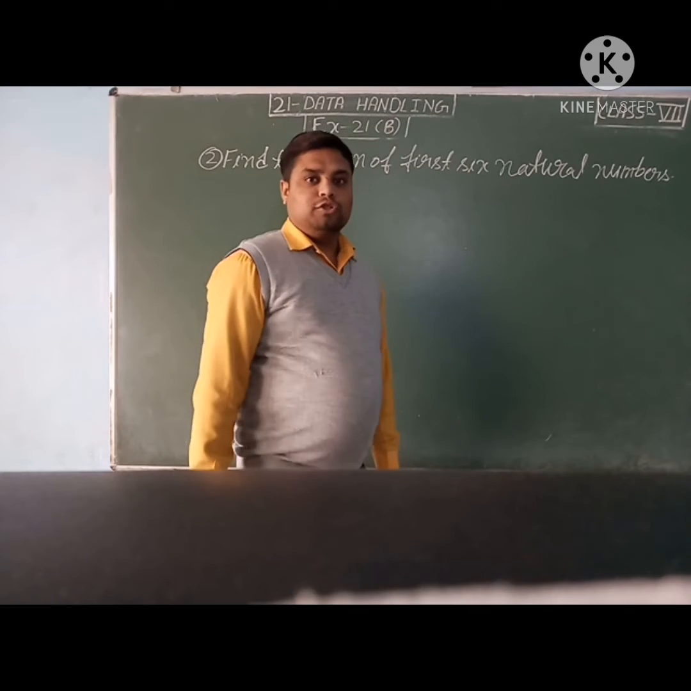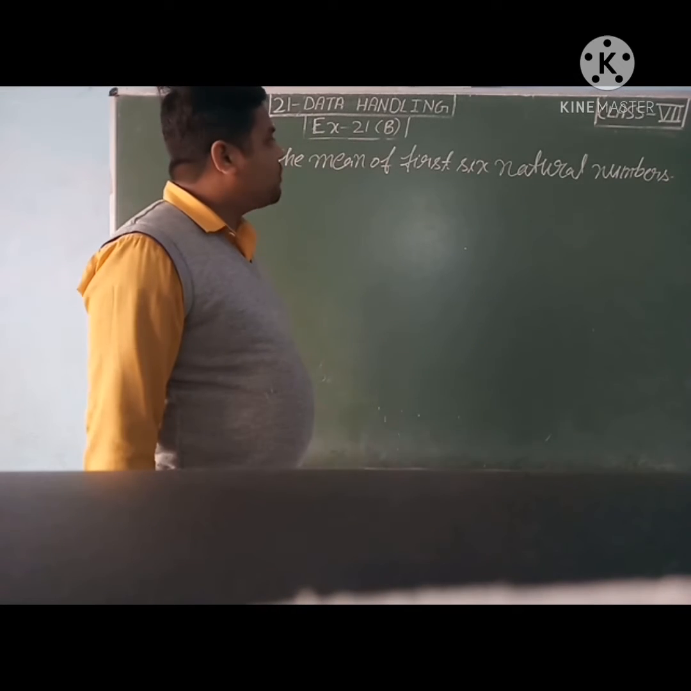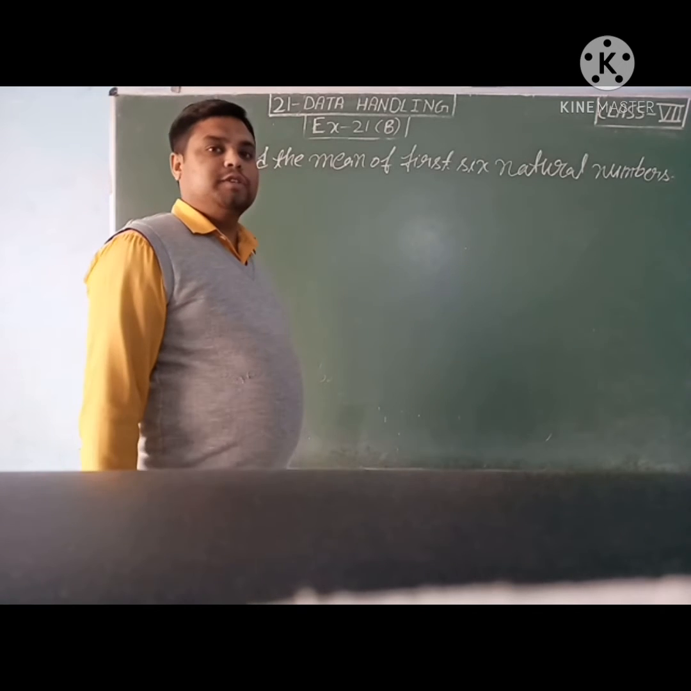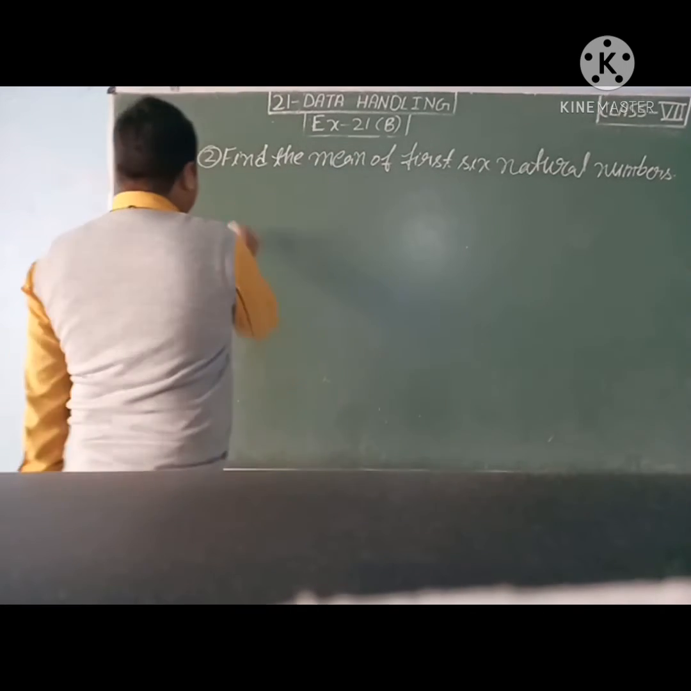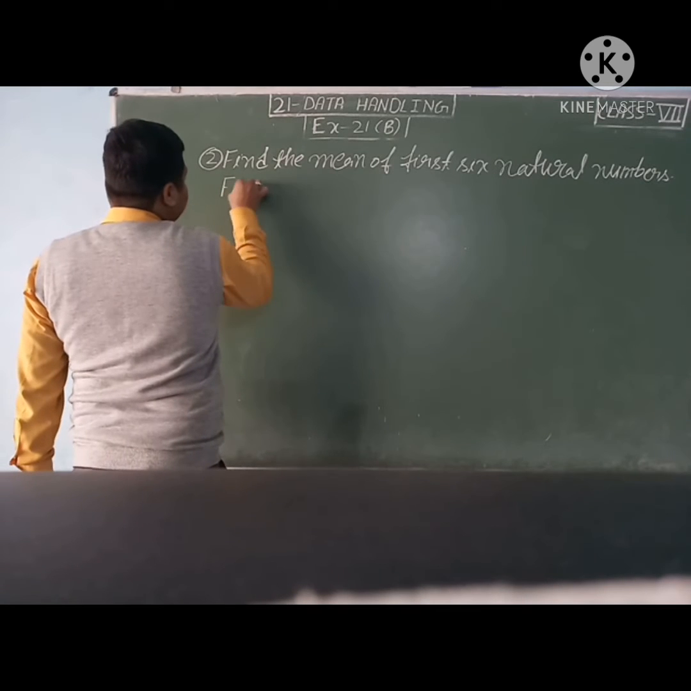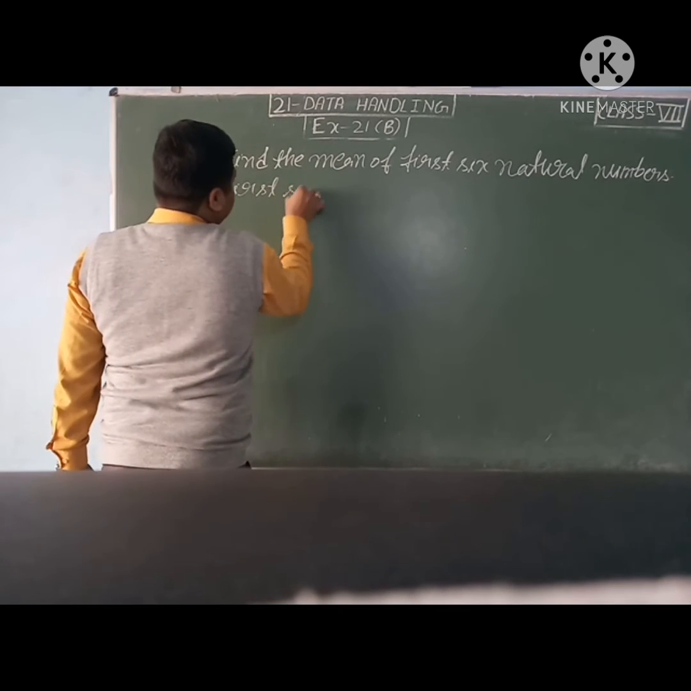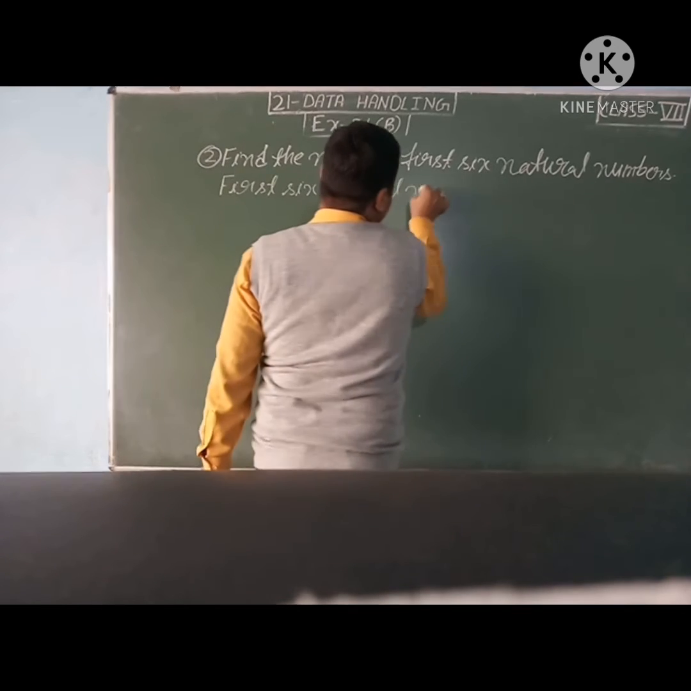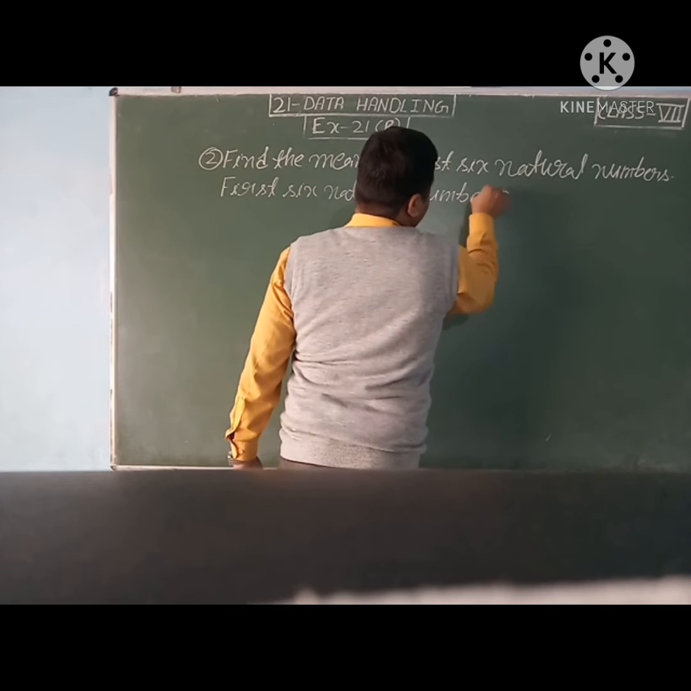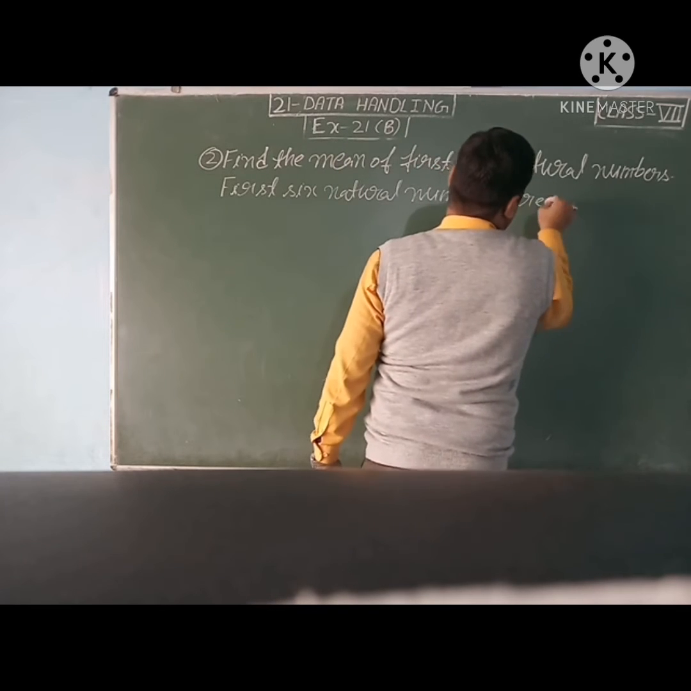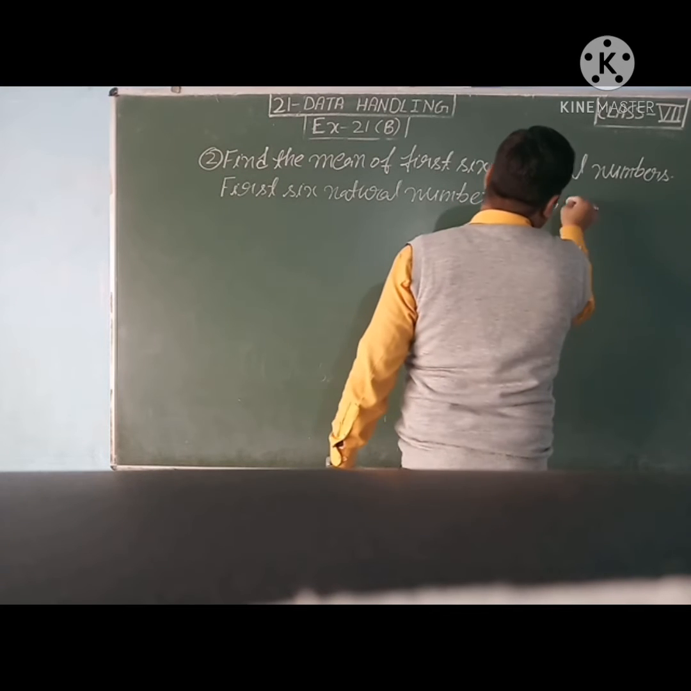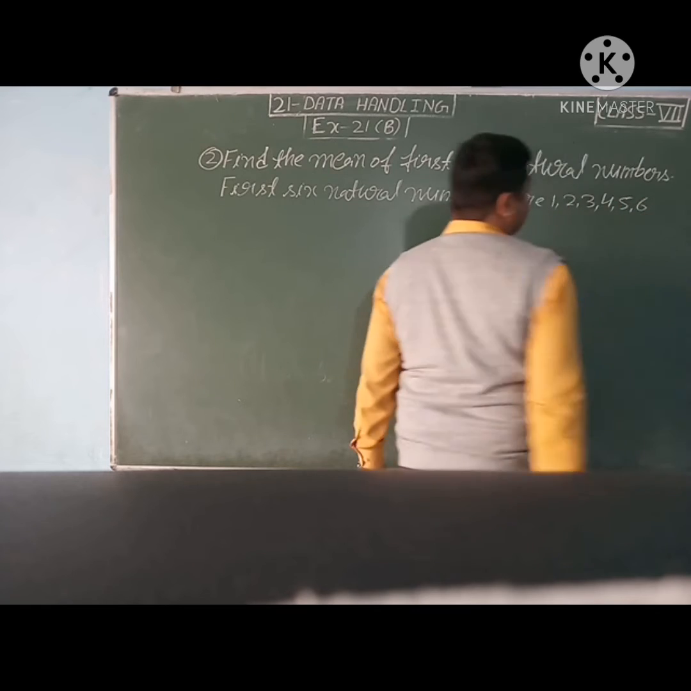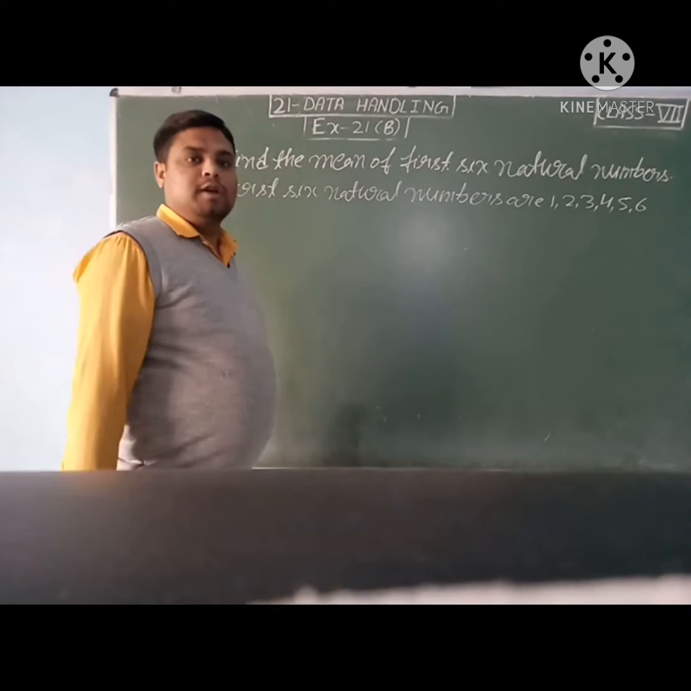Now students, second question, that is: find the mean of first 6 natural numbers. So first we have to write the first 6 natural numbers. First 6 natural numbers are 1, 2, 3, 4, 5, 6. So these are the first 6 natural numbers.